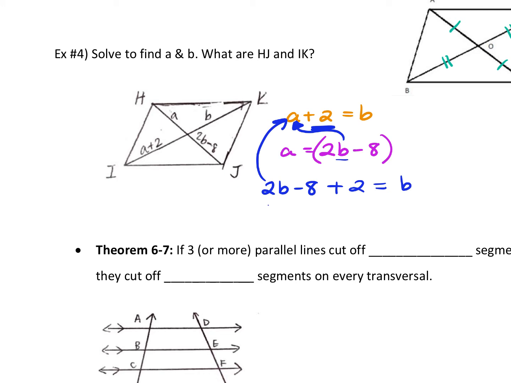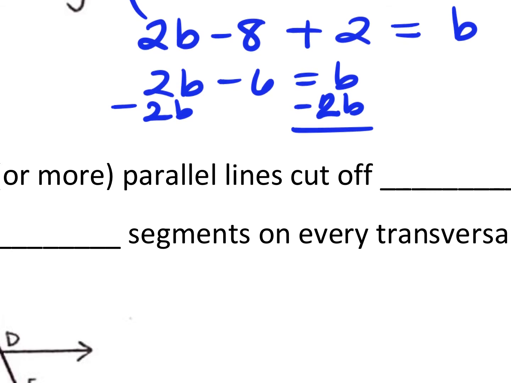So this is going to be 2B, negative 8 plus 2 would be a negative 6. Which way do you want to move it? Move your B over, move your 2B over? You don't mind negatives? Move the 2B. So if we take away the 2B, then this is 1B minus 2B is a negative 1B equals a negative 6. So divide by negative 1, and your B value is 6.